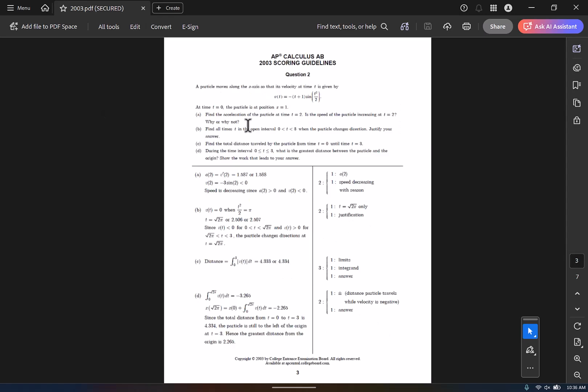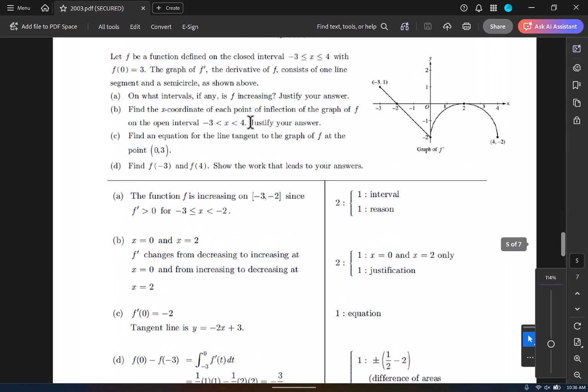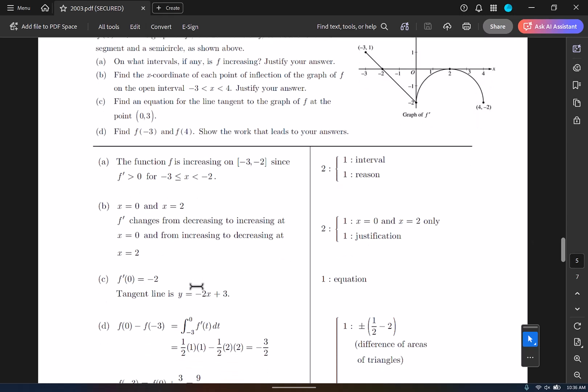All right, here it is. Look how they wrote it. They wrote it exactly how we wrote it, but they put brackets. That's fine. We got the 2 points. F prime changes from decreasing to increasing at x equals 0, and from increasing to decreasing at x equals 2. I love it. 2 points. Negative 2x plus 3, they wrote it like this in mx plus b form, Zamora Johnson, but ours is just as fine.